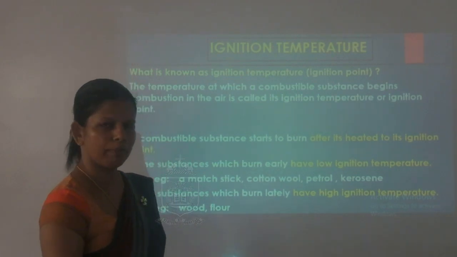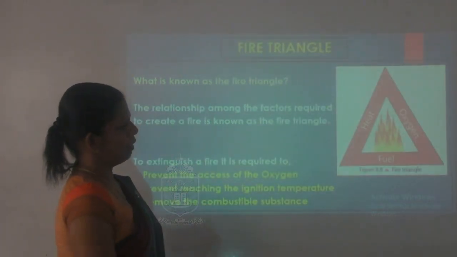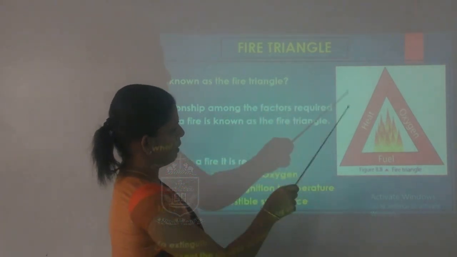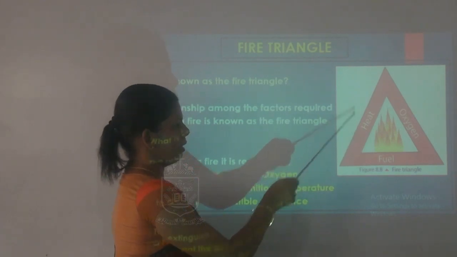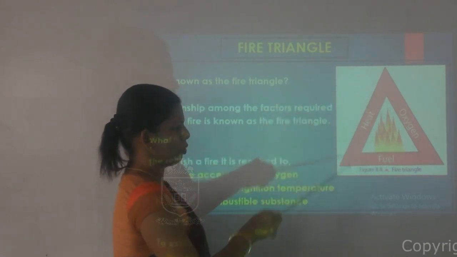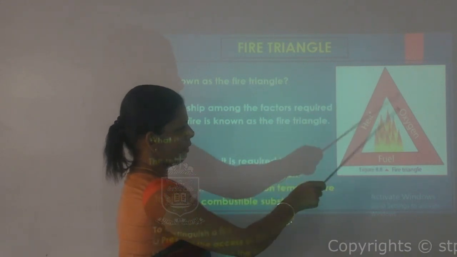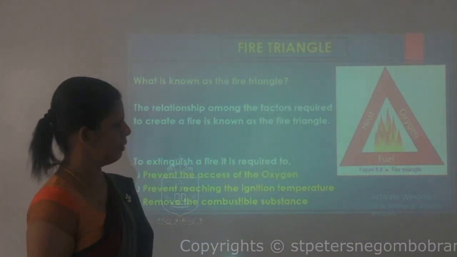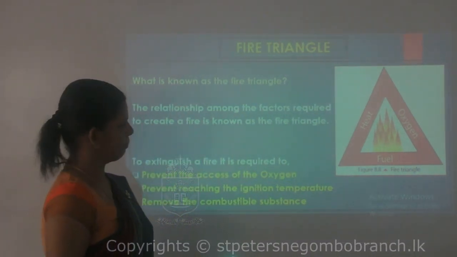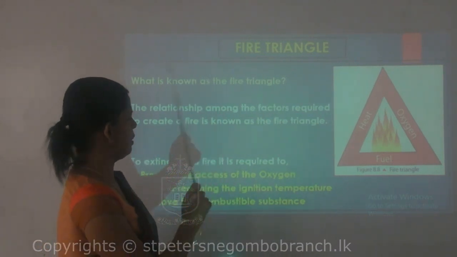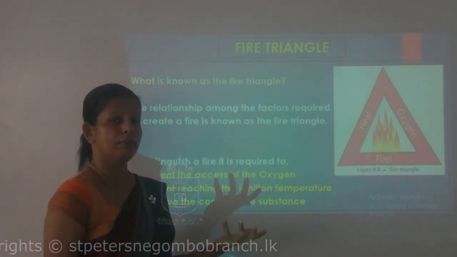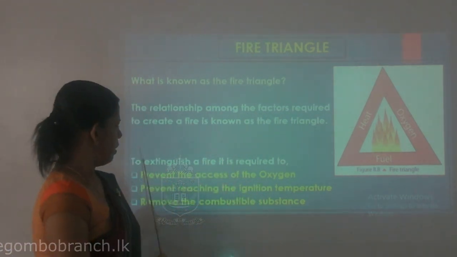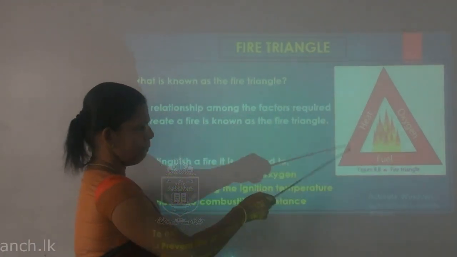Now we are going to talk about, my dear children, the next new thing. This is a symbol. You can see the symbol here. In this symbol we can see there are red colored strips in a triangular shape: heat, fuel and oxygen. This we can name as a fire triangle. What is known as a fire triangle? The relationship among the factors required to create a fire is known as the fire triangle. So that is a symbol for the fire triangle.